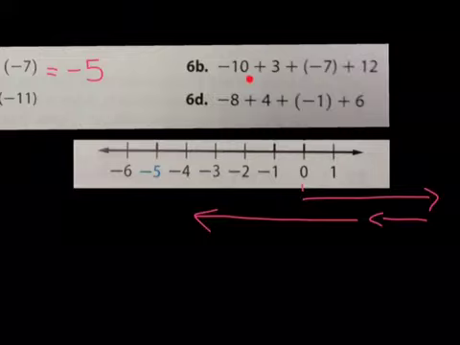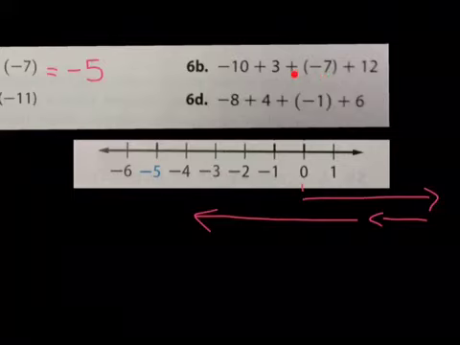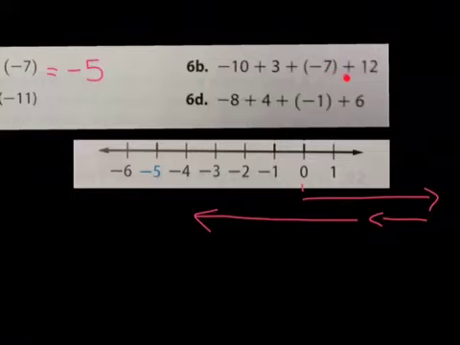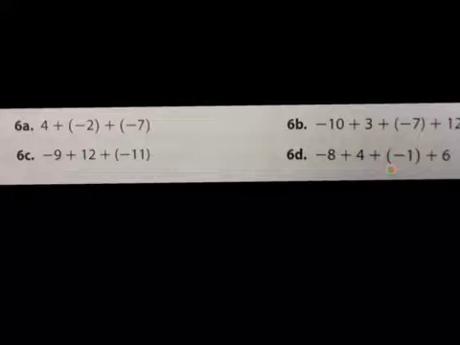I have negative 10, so I owe $10. I'm in the hole by 10. Then I pay off 3, so that brings me up to negative 7. But now I spend another negative 7, so I'm down to negative 14. And then I decide, from that negative 14, I decide to pay off 12. So my balance left would be negative 2. Go ahead and try C and D on your own.